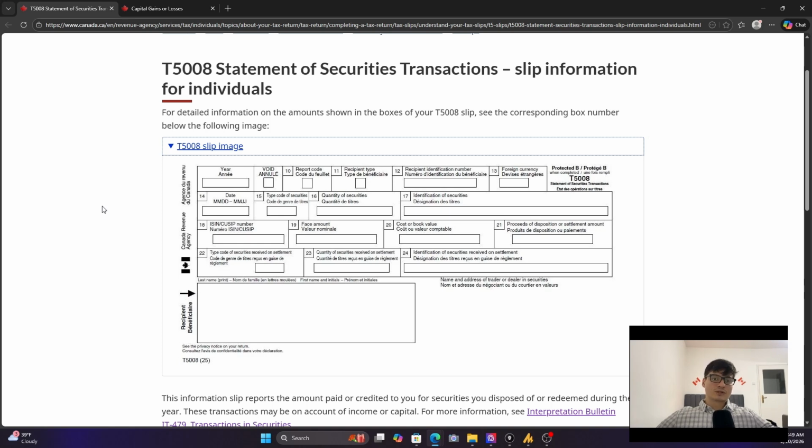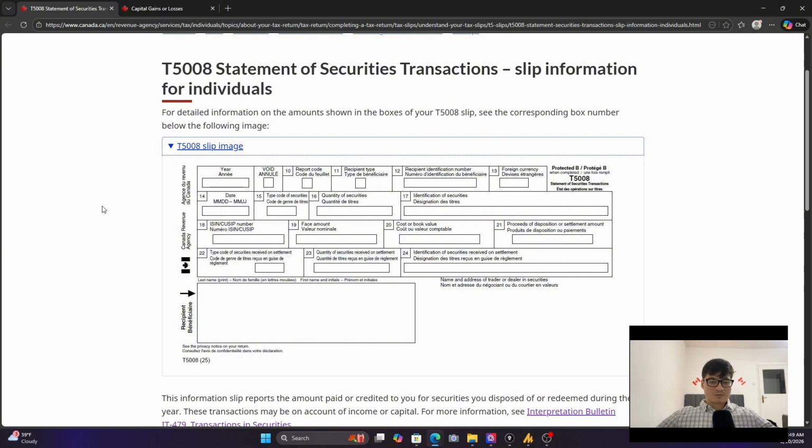So you want to go through that T5008 summary and make sure that the adjusted cost base is given to you and that it's accurate. You don't want to file with incomplete information because you could have a massive tax bill. And you might not even know why, because you might not have had a good year at all, and you might think, how am I paying such a huge tax bill?